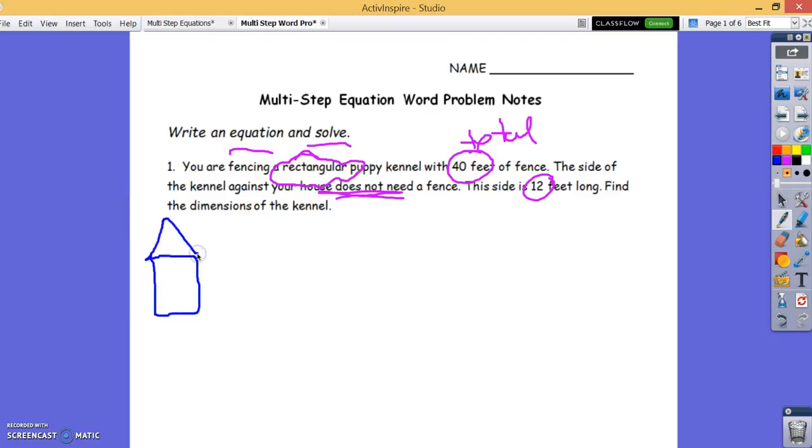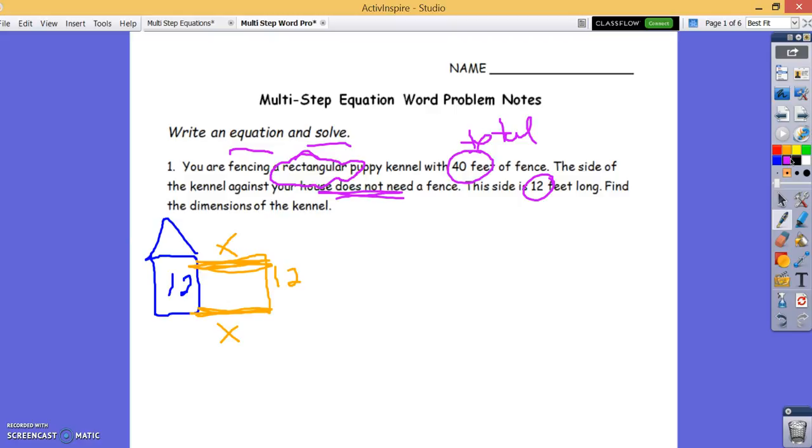So we'll pretend that's our house. And we've got a fence. It's going this way, it's going this way, it's going this way. And what we know is that this side that's against the house is 12 feet long. And that doesn't need a fence because it's going to be blocked in naturally. But the side opposite of that is also going to be 12 feet. And then I don't know this side, but I know that it's the same as this because the properties of rectangles tell me the opposite sides are equivalent.